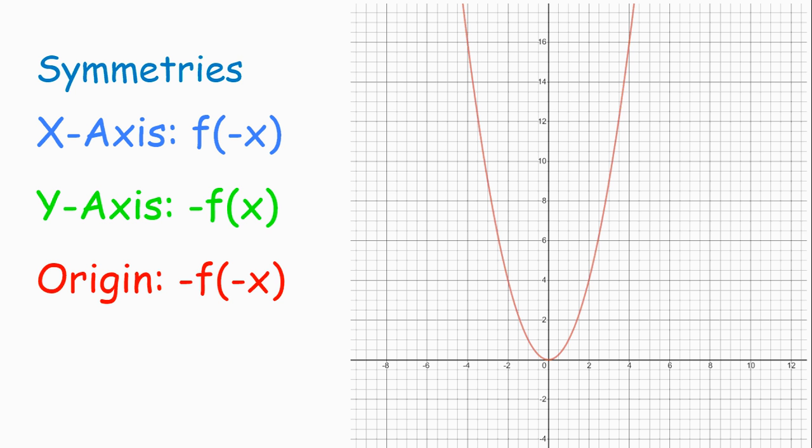And then x-axis symmetry is negative f of x. If you plug in x squared, that would be f of x, but if you take the negative of x squared, that's not the same thing as x squared, so it doesn't have x-axis symmetry. And then origin symmetry is the same thing. Negative x, if you plug that into the equation, is also equal to x squared. And then x squared is not equal to the negative of x squared.